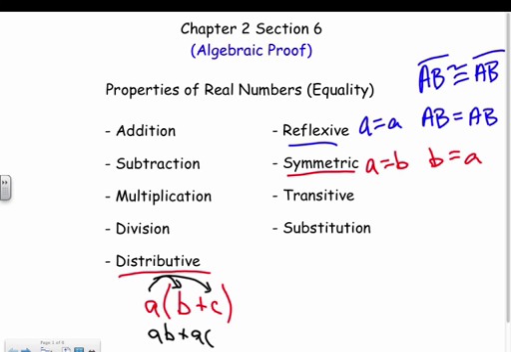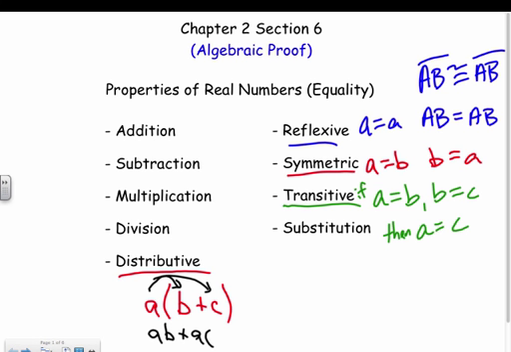The transitive property, that was like our law of syllogism from the other day. Basically, if A equals B and B equals C, then A has to equal C. So if A equals B and B equals C, then A equals C. And it could be for congruence, it could be a lot of different things.